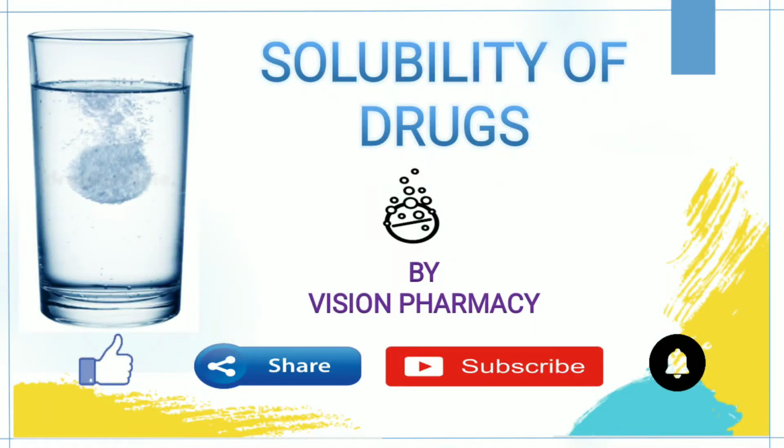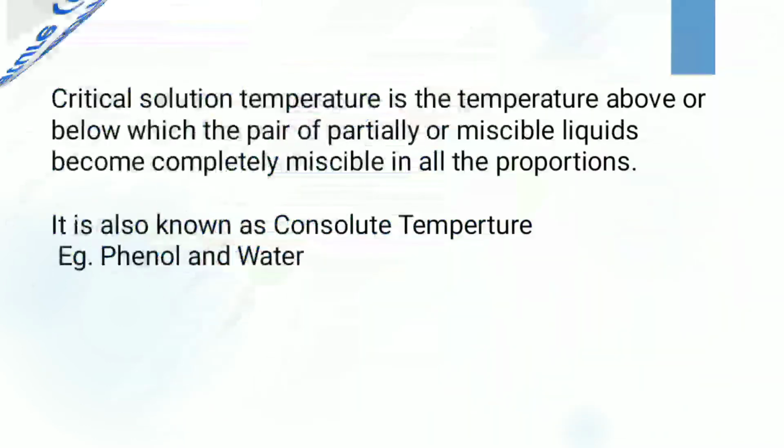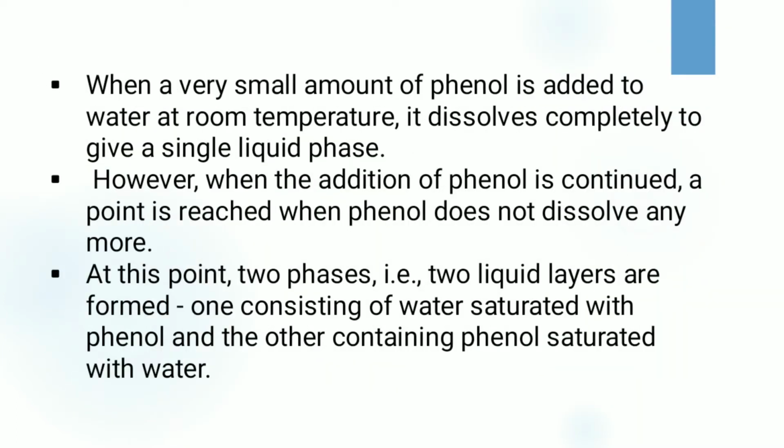In this video on solubility of drugs, we are going to study in detail about critical solution temperature, also known as CST. So let's begin. Critical solution temperature is a temperature above or below which a pair of partially miscible liquids become completely miscible in all proportions. It is also known as consolute temperature, and I'll explain it more clearly with the example of phenol and water.